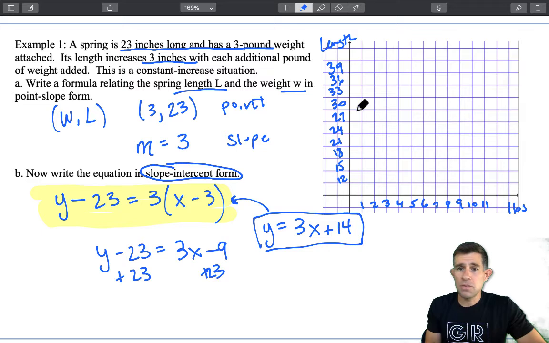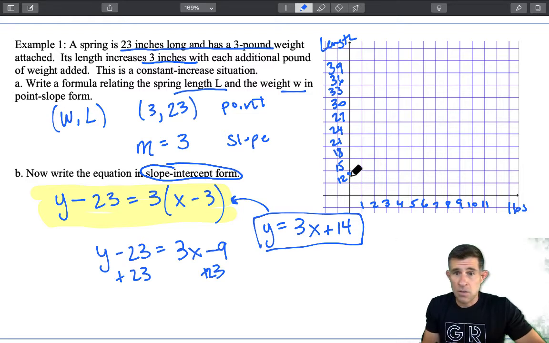Next up, let's get a little picture of what's going on here. So we can use our slope-intercept form. Our y-intercept is 14. We can see we have a constant rate of change of 3. So as we go over 1, we're going to come up 3 pounds, over 1 up 3 pounds, over 1 up 3 pounds, so on and so forth.